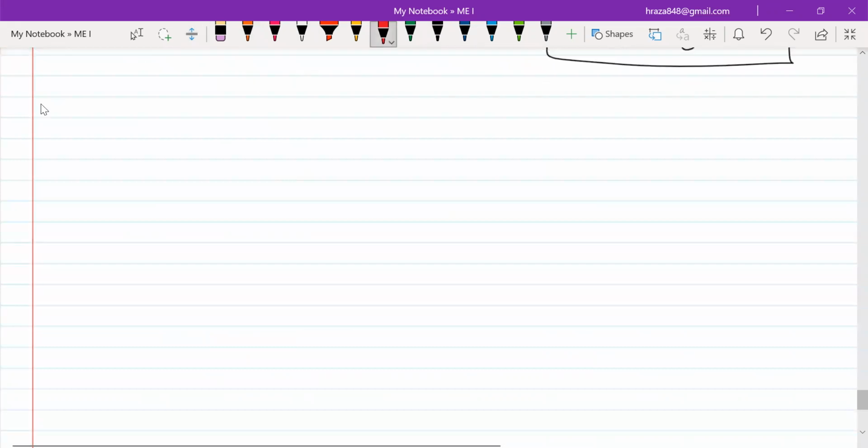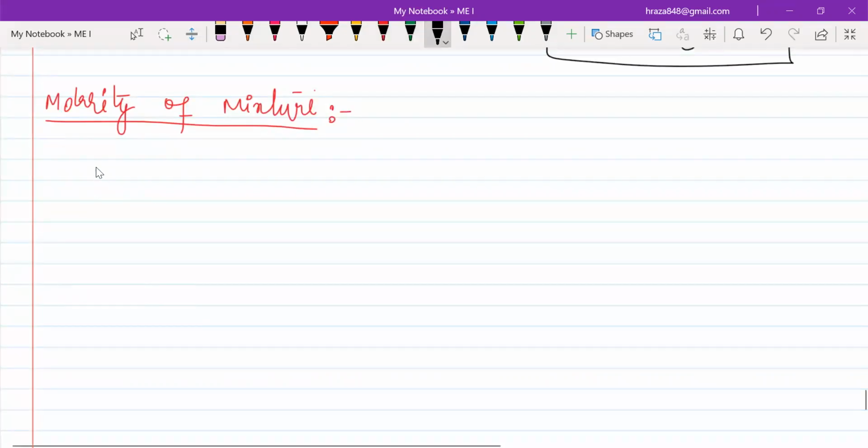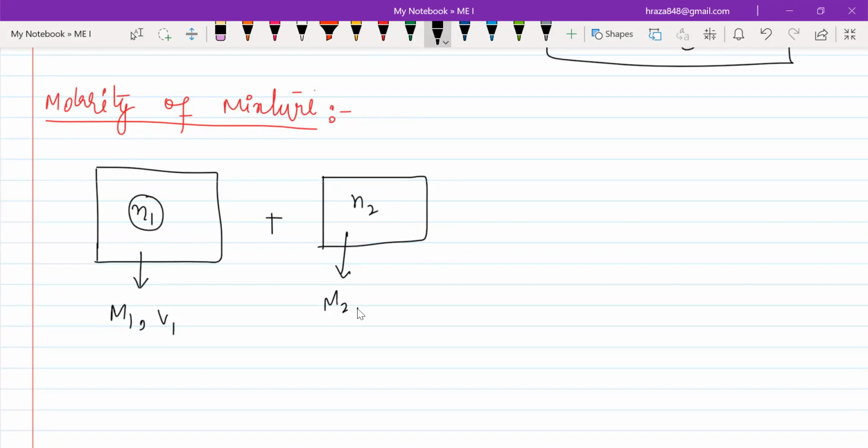Now moving to the next, that is the third type of molarity, and that is molarity of mixture. In the previous one, we did dilution, that means addition of solvent. But here in a mixture, we are going to mix two solutions. You can see here the number of moles of solute is N1, the molarity is M1 and the volume is V1. There is another container which has number of moles of solute N2, molarity M2 and volume V2. Now you are going to mix these two solutions together, and it will be a new molarity M and volume V.